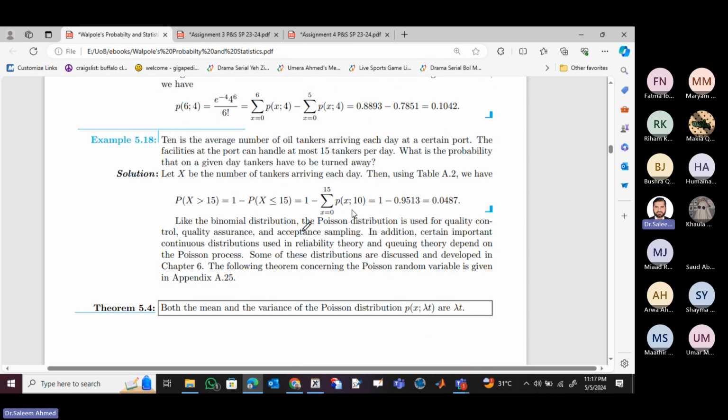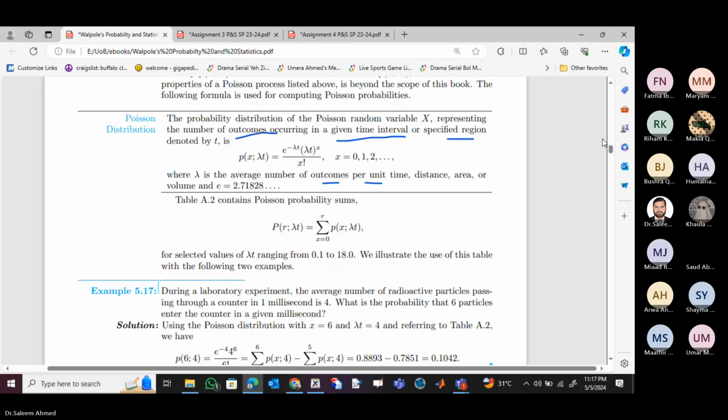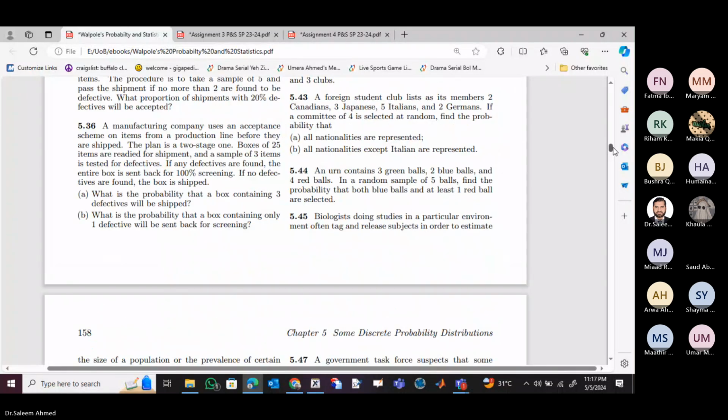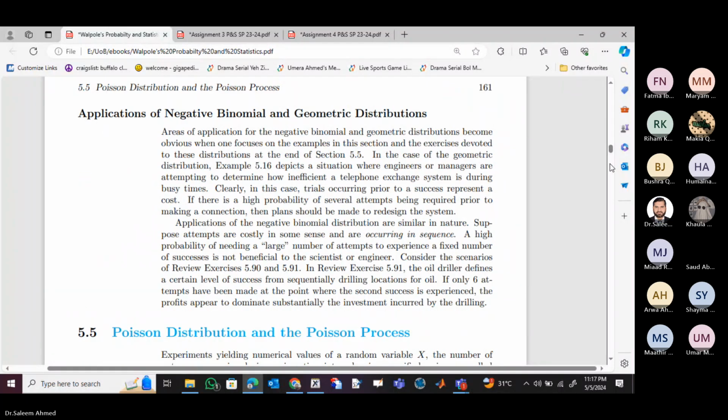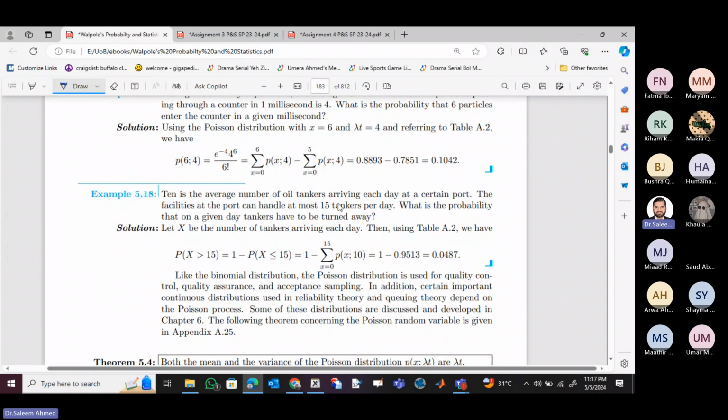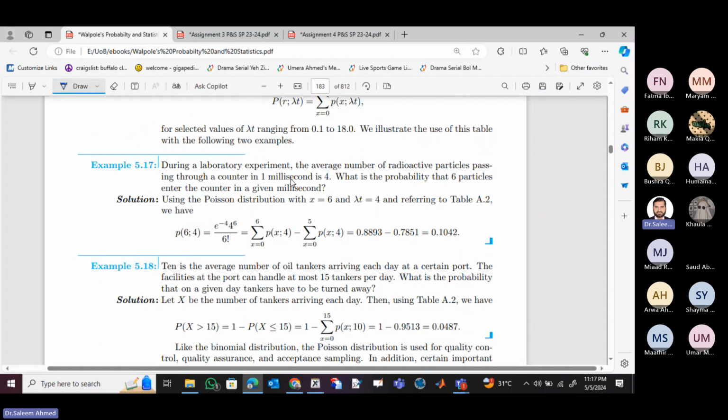See here, this is the example. During a laboratory experiment, the average number of radioactive particles passing through a counter in 1 millisecond is 4. What is the probability that 6 particles enter the counter in a given millisecond?